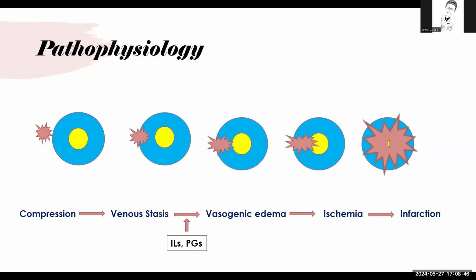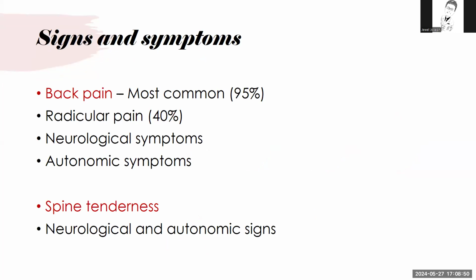Next slide, please. So coming to the signs and symptoms of malignant spinal cord compression. Back pain is the most common presenting symptom of spinal cord compression. It happens in 95% of the patients. Radicular pain can happen in 40% of the patients, and sometimes they can have neurological symptoms and autonomic symptoms.